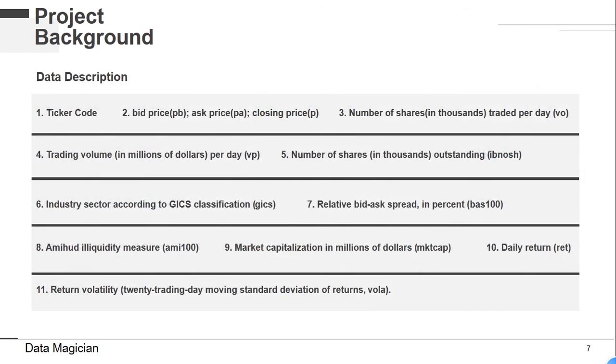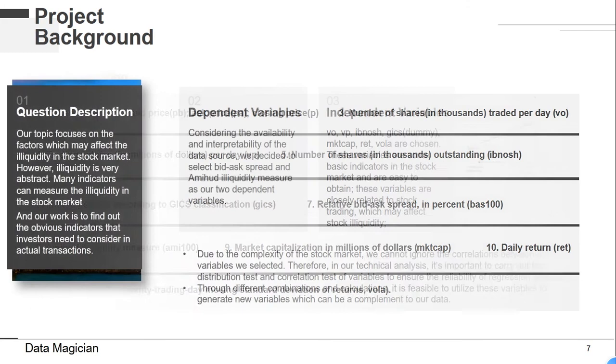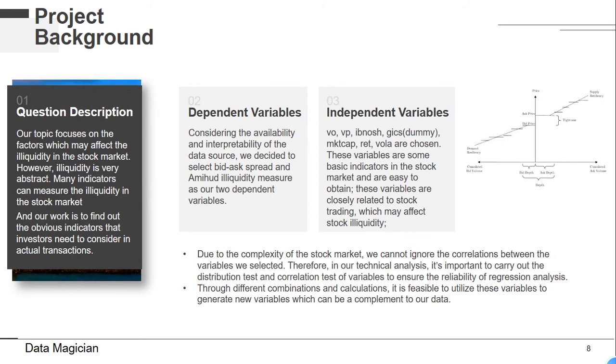In our dataset, there are 11 variables including different dimensions of stock performance, from trading volume and bid-ask spread to illiquidity and market capitalization. Our topic focuses on the factors which may affect illiquidity in the stock market. However, illiquidity is very abstract. Many indicators can measure illiquidity in the stock market, and our work is to find out the obvious indicators that investors need to consider in actual transactions. Therefore, we choose bid-ask spread and Amihud illiquidity as DVs, and the others as IVs to do more accurate analysis.